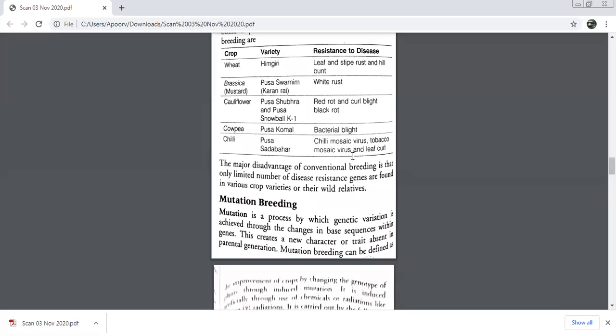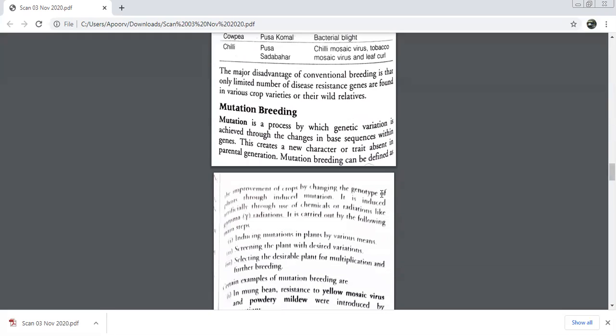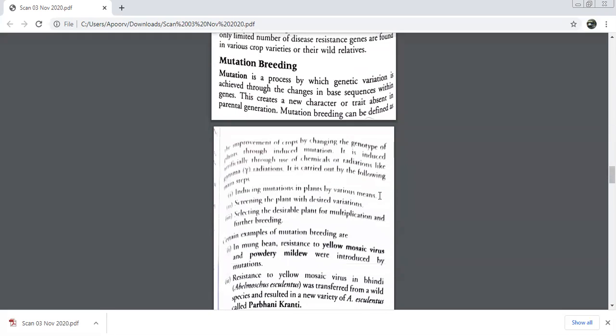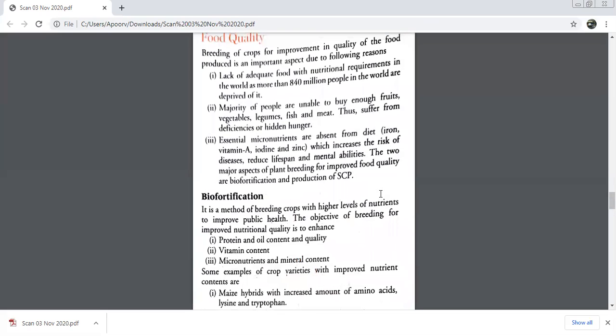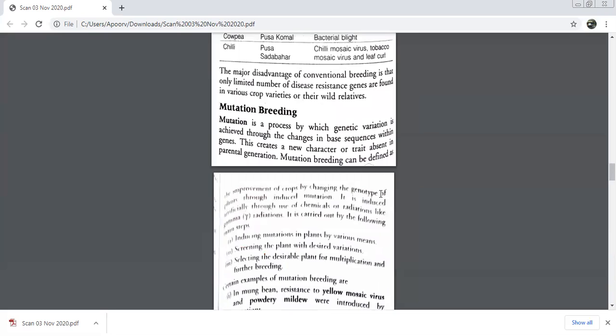But the major disadvantage of conventional breeding is that only a limited number of disease-resistant genes are found in crop varieties. So they cannot have resistance for many diseases. But if you do it artificially, then you'll have resistance to a lot of diseases. So we'll move on to the next one, that is mutation breeding.